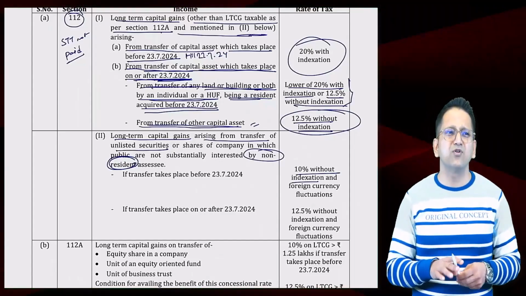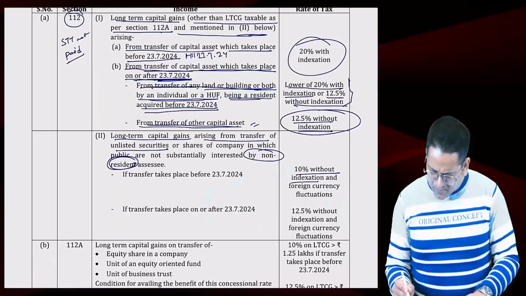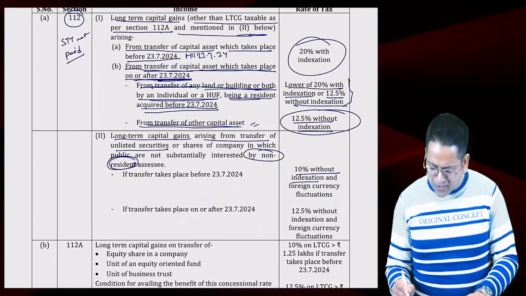Think of it this way: an investor from Dubai buys shares of Study at Home Private Limited. Okay. And they were unlisted shares. If he sold it before July 23 and made a profit, how much did he pay? Previously, he paid 10% tax. Now he will pay 12.5% tax. 10% without indexation and foreign currency fluctuation.